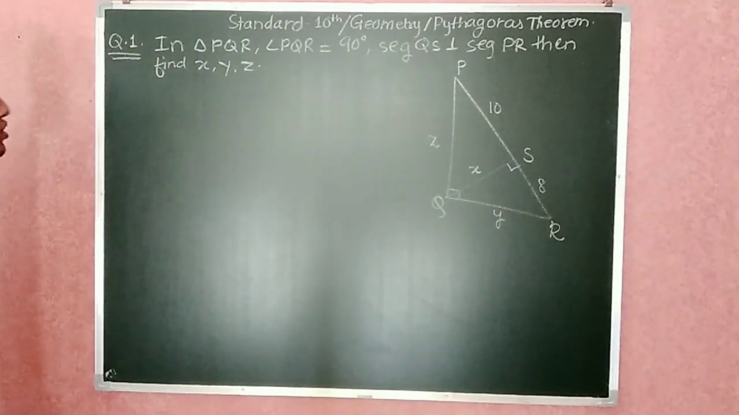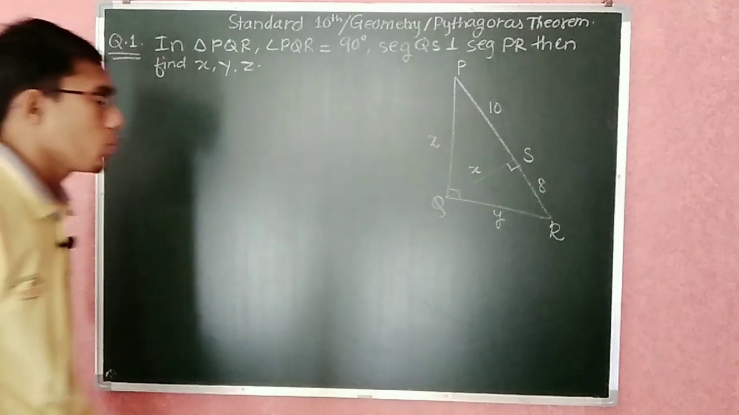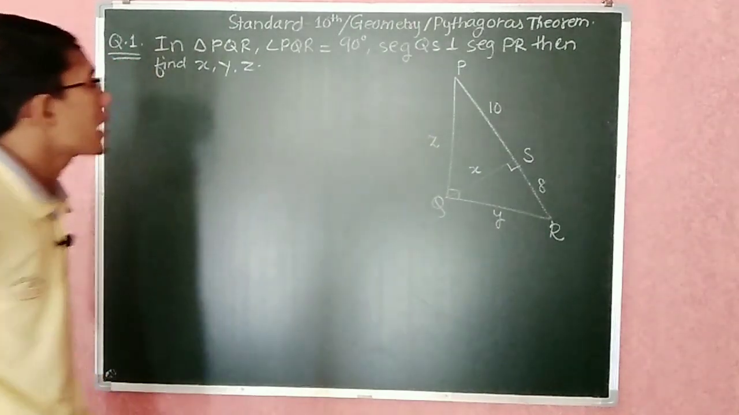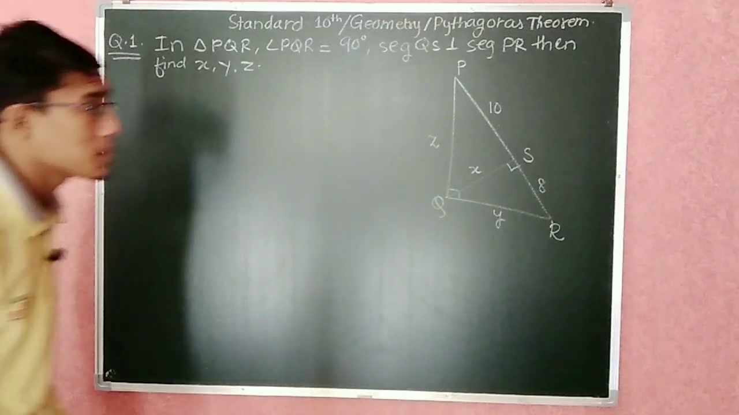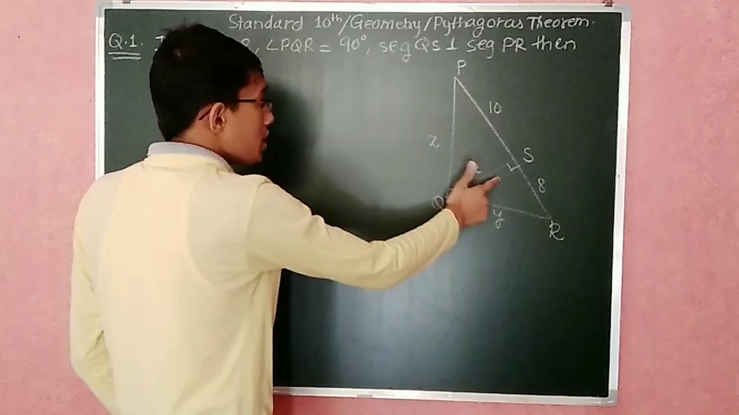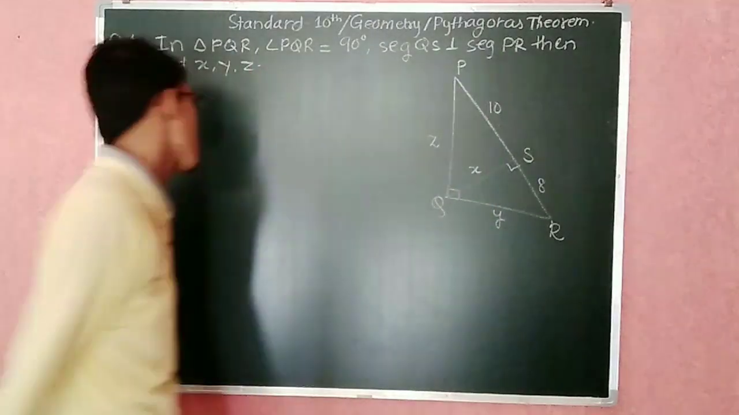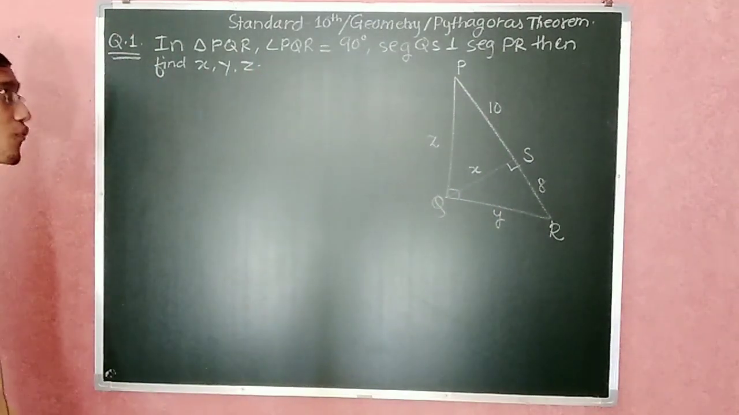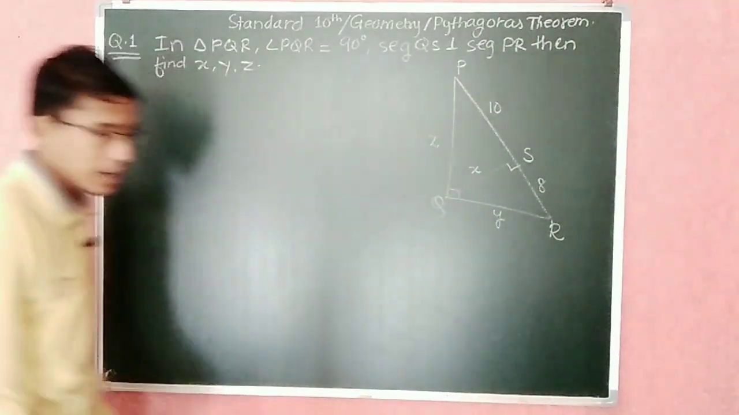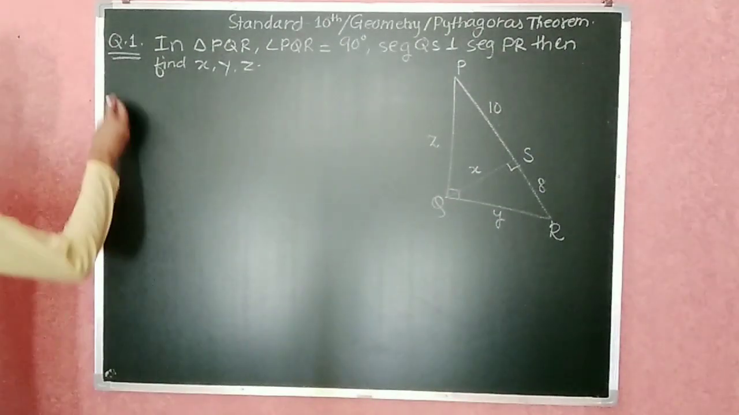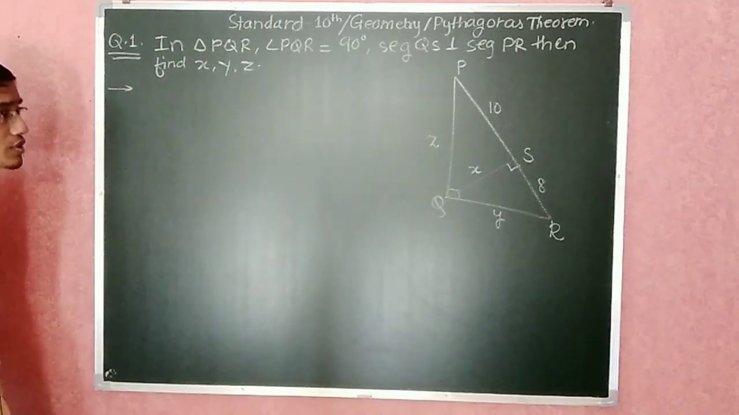What is the question? In triangle PQR, angle PQR is equal to 90 degrees, which is given, and QS is perpendicular to segment PR. Then we have to find the value of X, Y, and Z. Okay, so let us start with the solution.